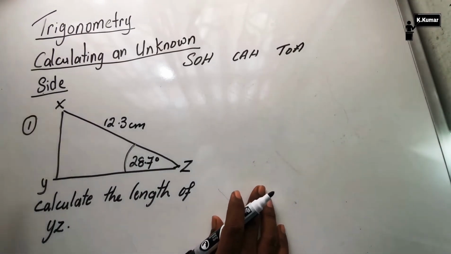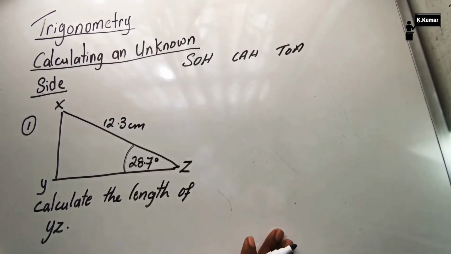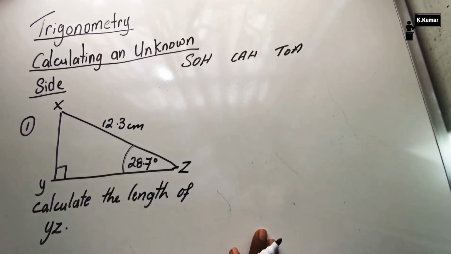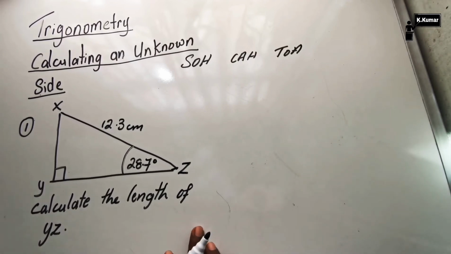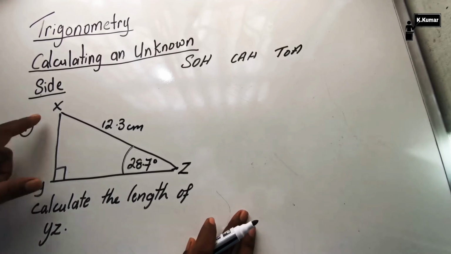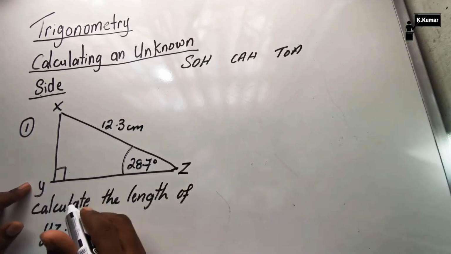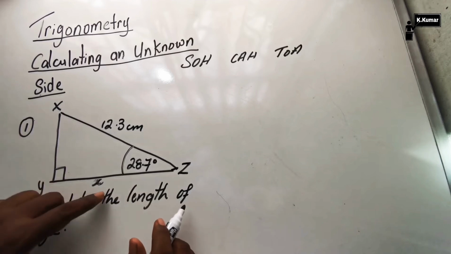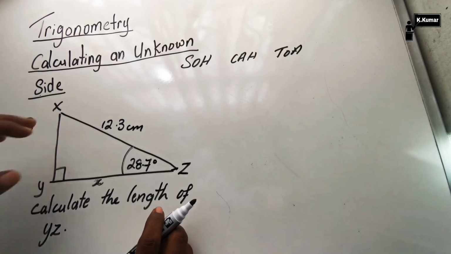Now, today we're looking at calculating an unknown side. Remember I said that we can only use these trig ratios to find missing sides and missing angles of right angle triangles. The question is to calculate the length of YZ. So you have the triangle here, X, Y, Z, and let's call this side little x, because the side opposite the angle is named with the common letter.